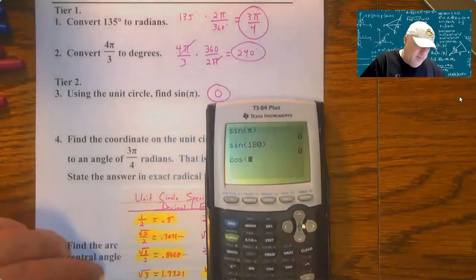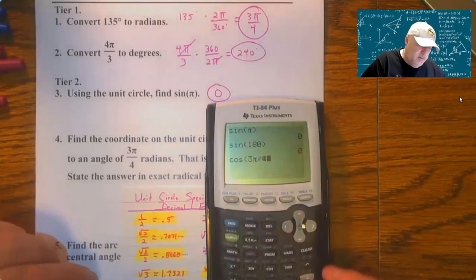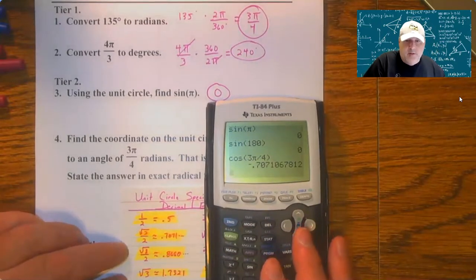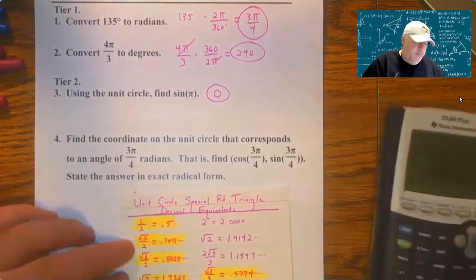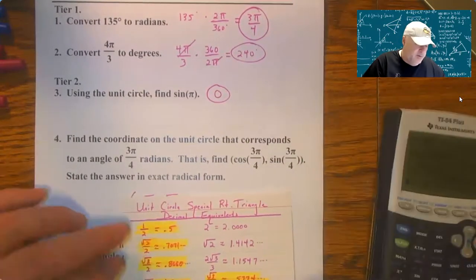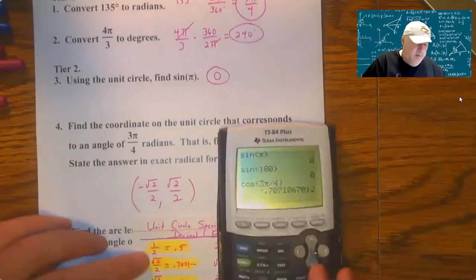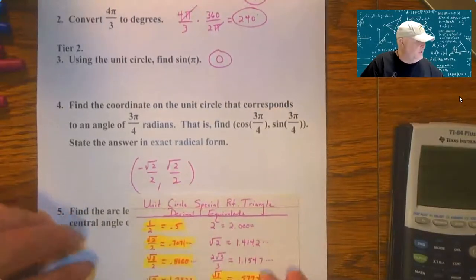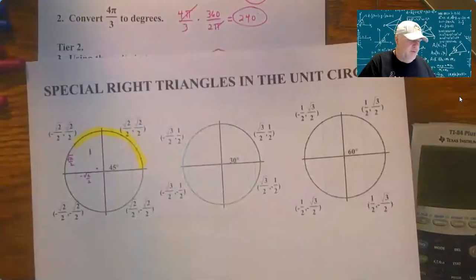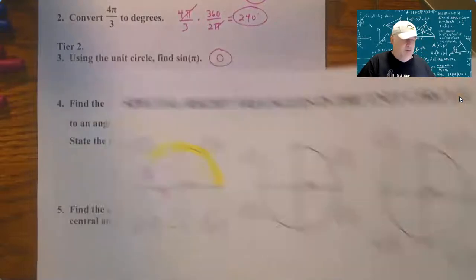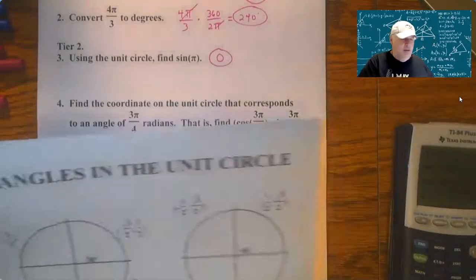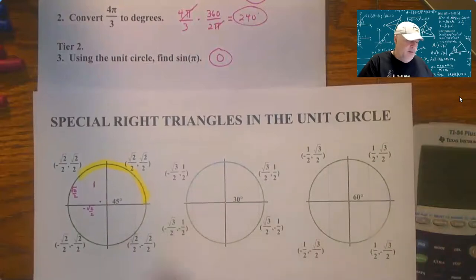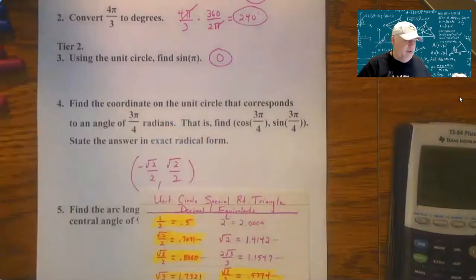So cosine of 3 pi over 4. So that is negative square root of 2 over 2, and so on and so forth. So sine of 3 pi over 4 gives you positive 0.7071. So that's another way to approach that. And that question is going to be on one of these special right triangles and their location within the unit circle. So you see there's 12 of them that I could ask you about.